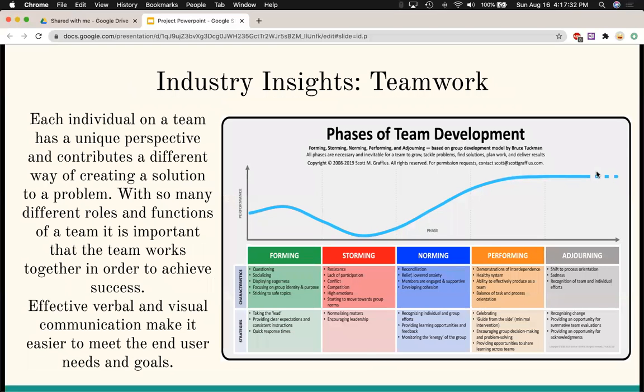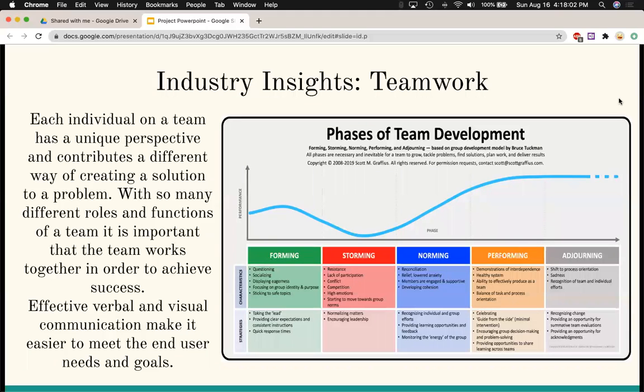Communication also ties into teamwork. Each person on a team contributes something different, and it is important to work as a team in order to achieve success. The chart shows stages in team development. The forming stage is where you have a lot of different ideas as a team and your performance starts off high. The storming stage is where you refine your previous ideas and settle on a goal, and the performance goes down a little bit because there are conflicting ideas as to what your final goal should be.